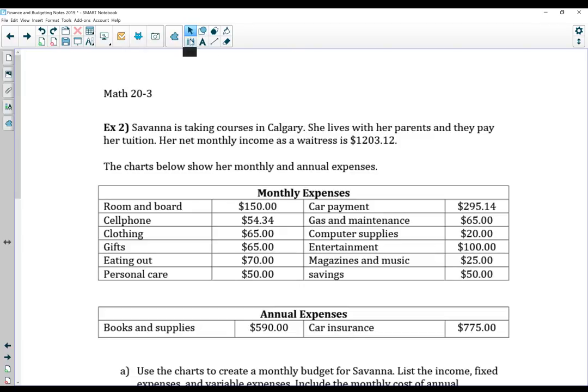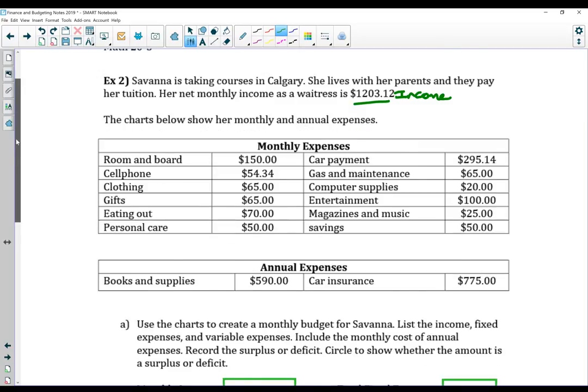$1,203.12. All right, awesome. So that's good to know. That is her net monthly income right here. Let me use my pen. Her income is right there. It says the charts below show her monthly and annual expenses.